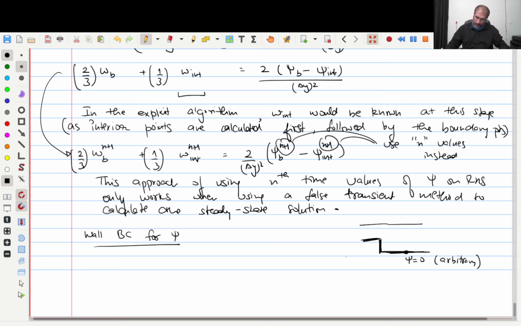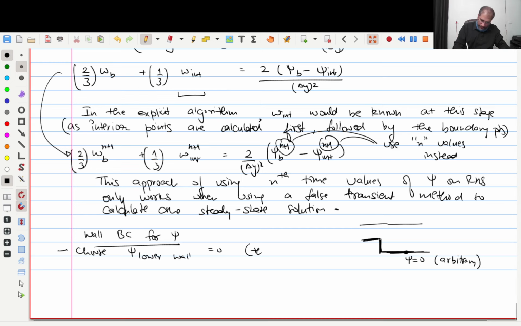Okay, so we'll say choose psi on the lower wall to be 0, but the choice is arbitrary, it's a choice of reference.